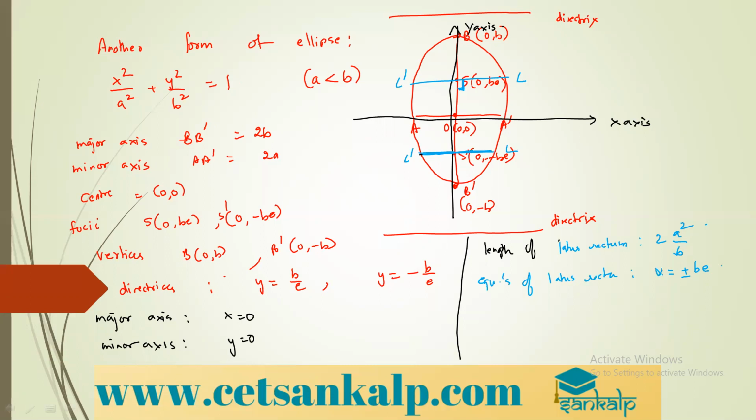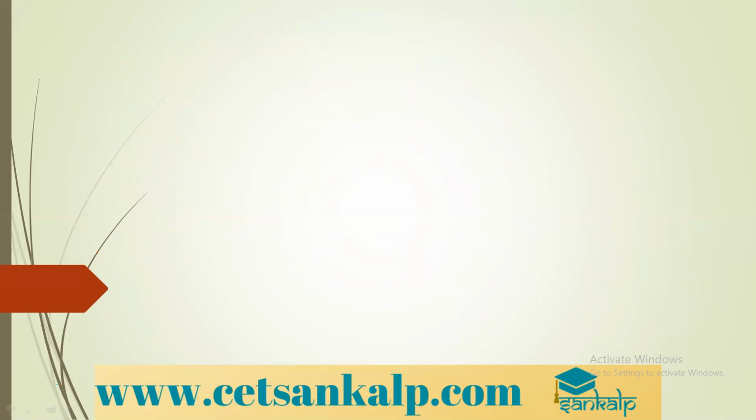Instead of x, we have to write y here. y equal to plus or minus b are the equations of latus recta. In this type of ellipse, to find eccentricity, the formula we will use is a square equal to b square into 1 minus e square. So this is all about this kind of ellipse.